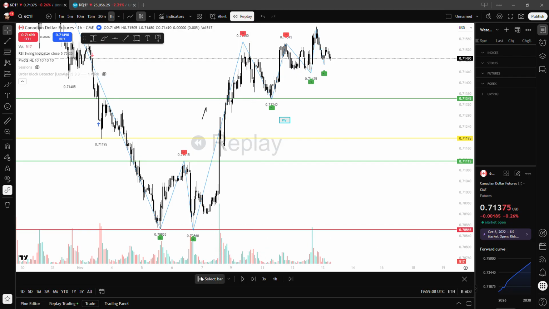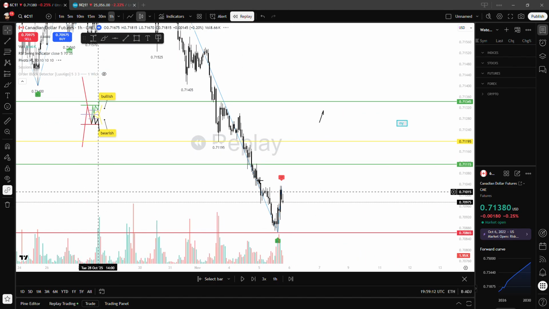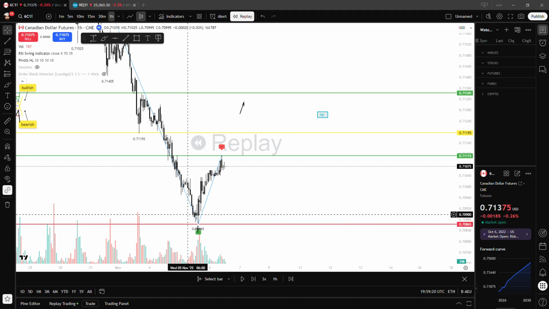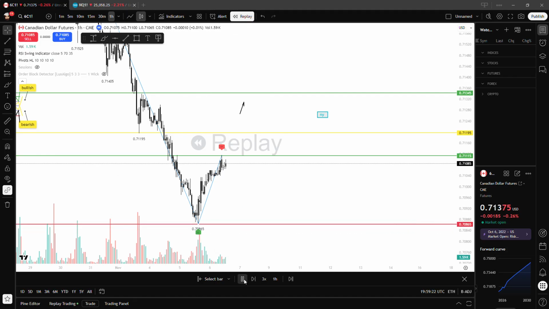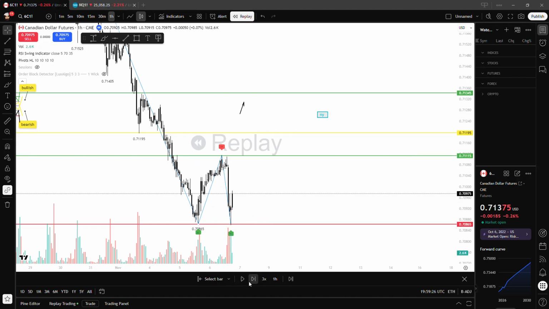Honestly, back here, I could have taken this trade. I could have gone back on what I said and been like, nope, taking this trade. Because look, it showed me the stopping point for the downside, and the stopping point for the upside. Okay, we have a consolidation level.